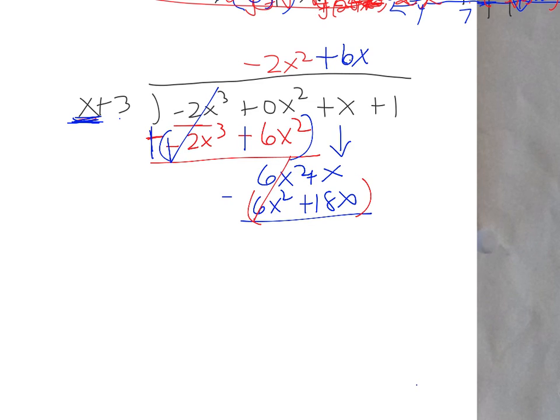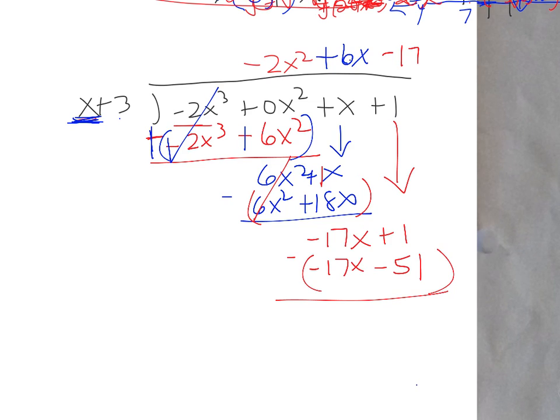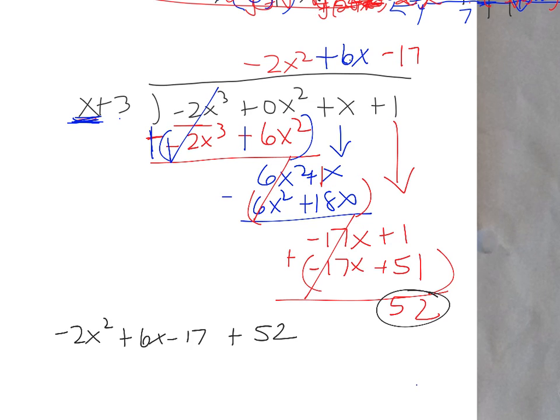So when I minus, those cancel, and I have 1x minus 18x is negative 17x. Bring down the 1. So x times what is negative 17x? That would be negative 17. Multiply down, and I get negative 51 and negative 17x. Now we subtract. So those cancel, and I have a plus plus. So I have 52. And then I would write this as negative 2x squared plus 6x minus 17. And then I have a positive 52, so it's plus 52 over x plus 3.